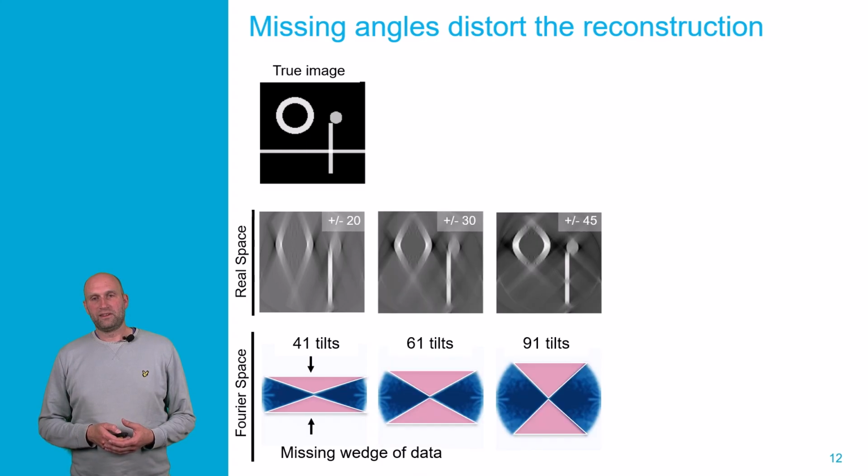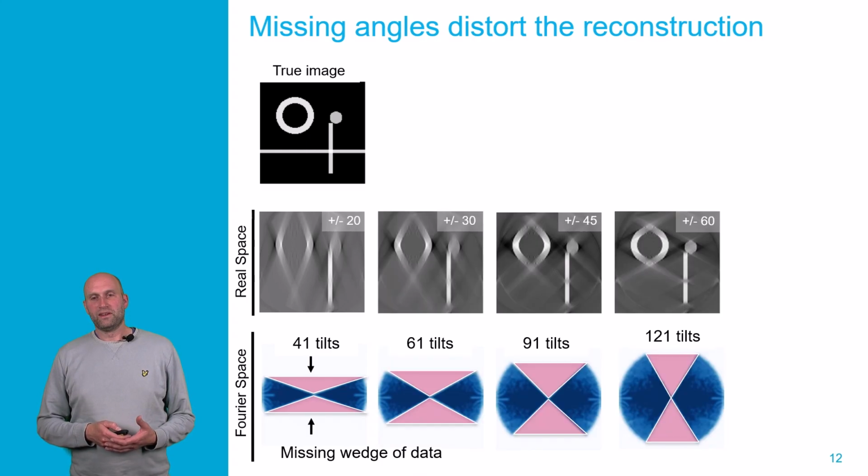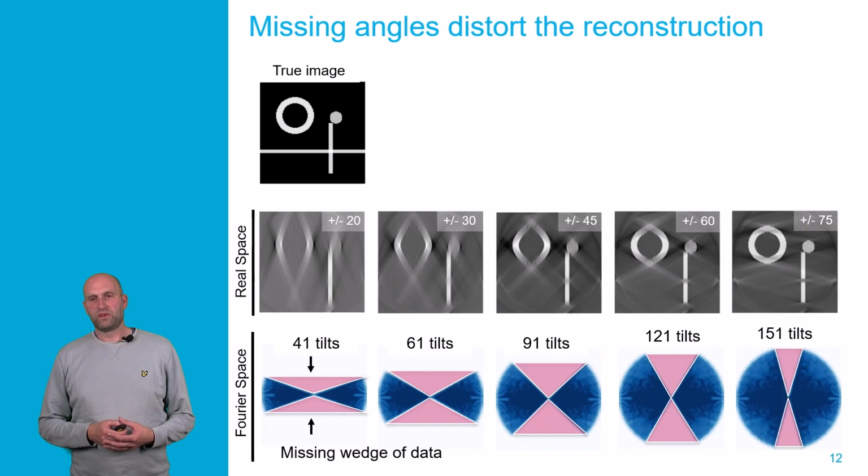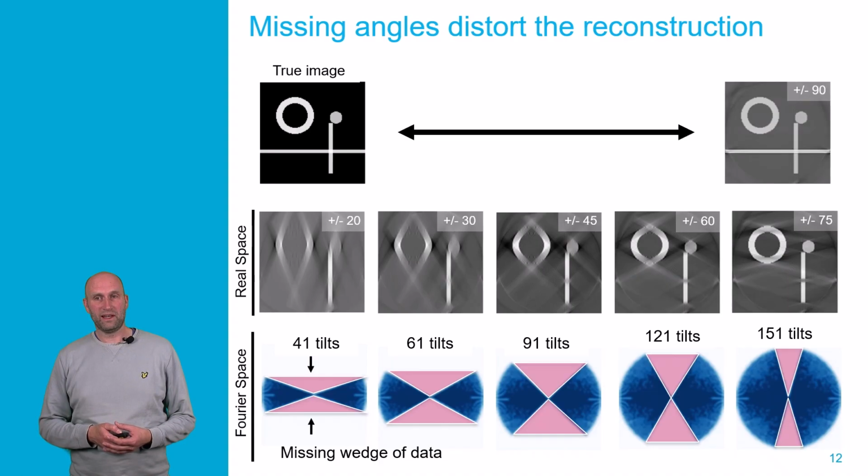And as the tilt range increases, the missing wedge of information becomes smaller and smaller, and the images become better and better defined. If we could record plus minus 90 degrees, so cover 180 degrees of Fourier space, which is centrosymmetric, so we're covering the entire Fourier sphere, then we would get a reconstruction that should very closely resemble the true image that we are trying to reconstruct.